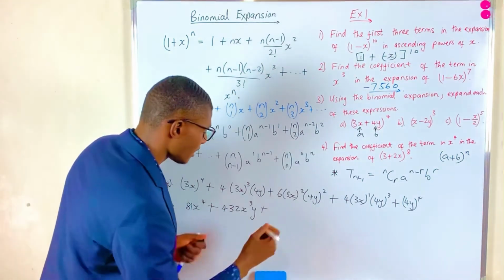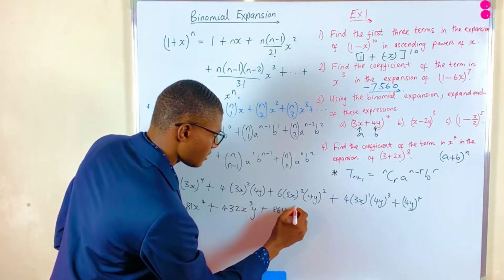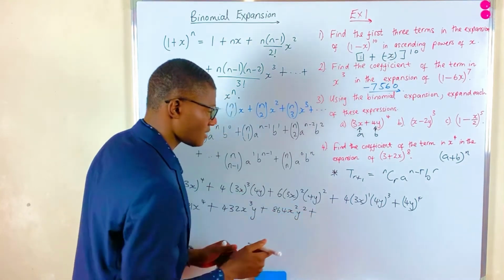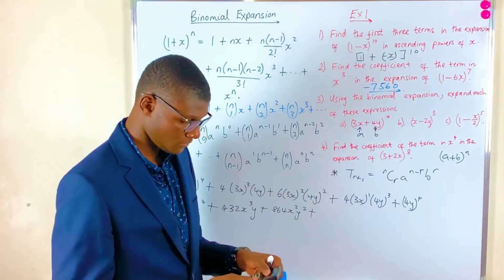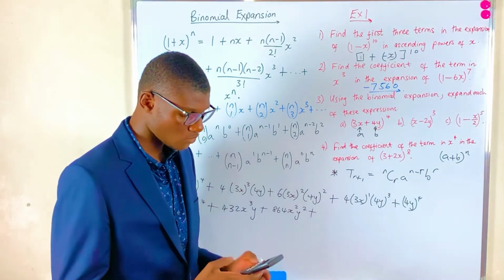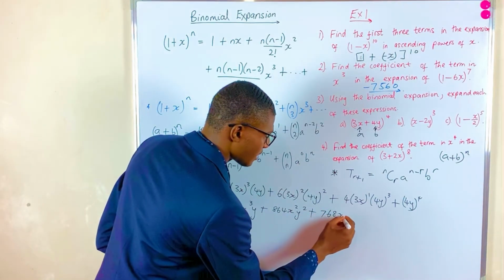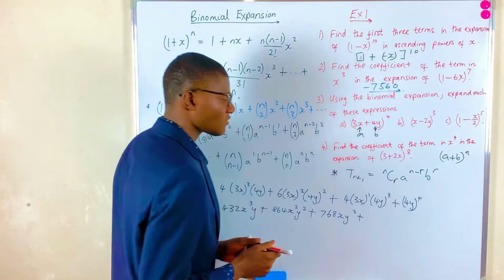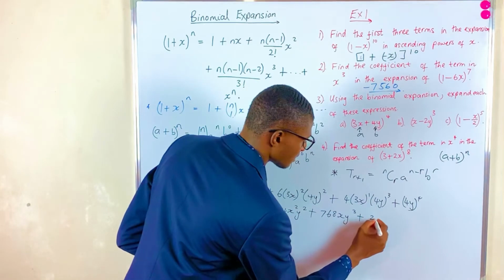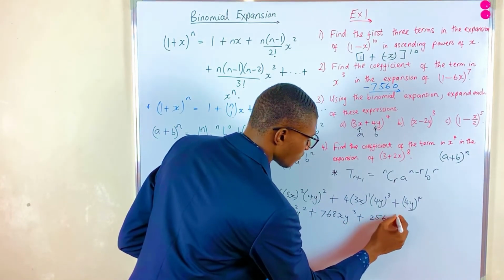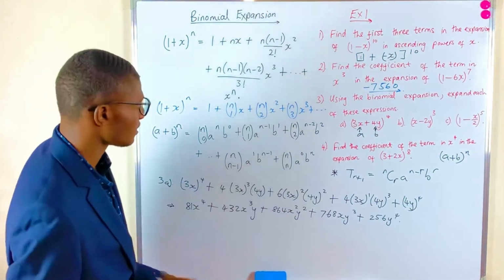So here we shall get 864x squared y squared, and then plus 4 to the power of 3, that's 64. 64 times 12, see what we get. 64 times 12, we get 768. So here we shall get 768xy to the power of 3, and then plus 4 to the power of 4, we get 256. So 256y to the power of 4. So this is the result that we get after we expand this using the binomial expansion.